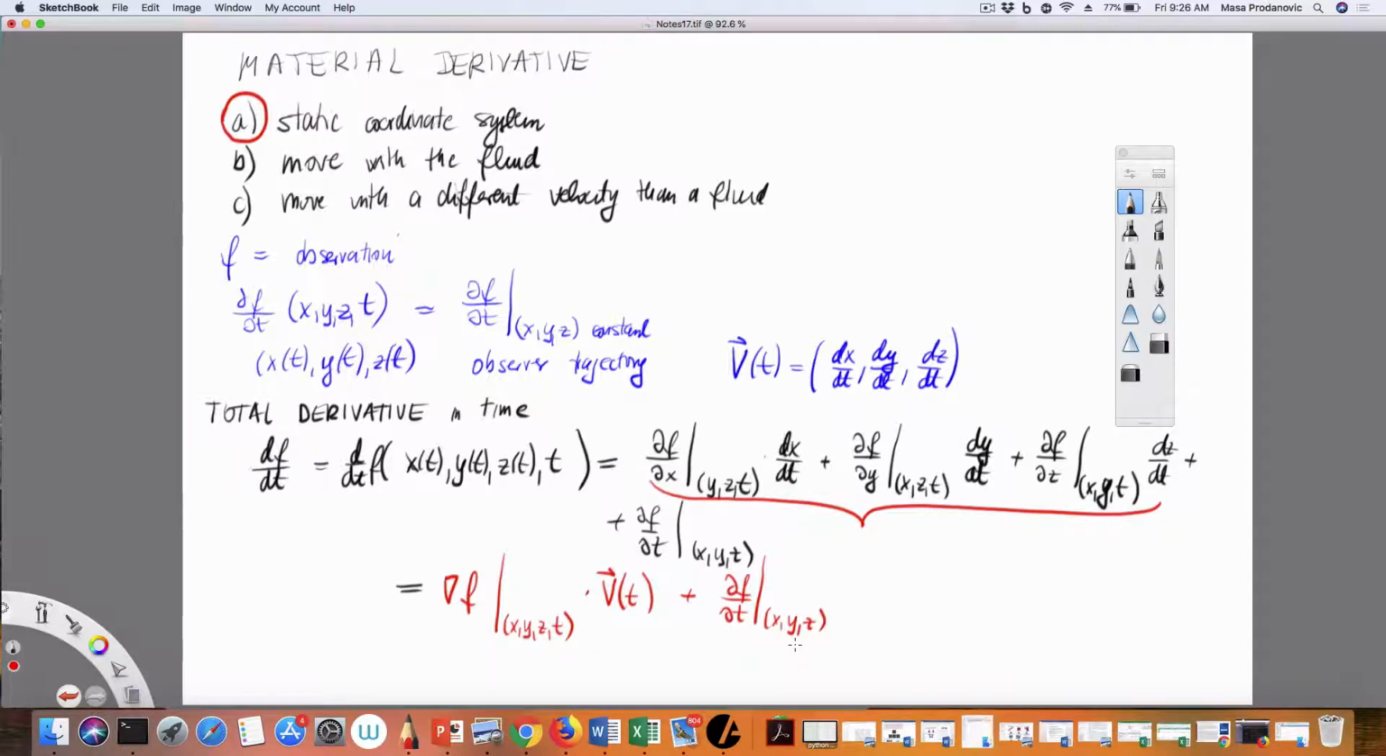Now what we're going to introduce is, hey, I'm going to recognize the special case when my observer is actually moving with the velocity. So this is actually the velocity of a fluid. And I'm going to start looking at special cases where this f is something that I'm observing with the fluid, like density, something that I have in my equations already. So far, this was something general. Now I'm going to specialize this for the case of fluids. So in case B, v of t is actually the velocity of the fluid.